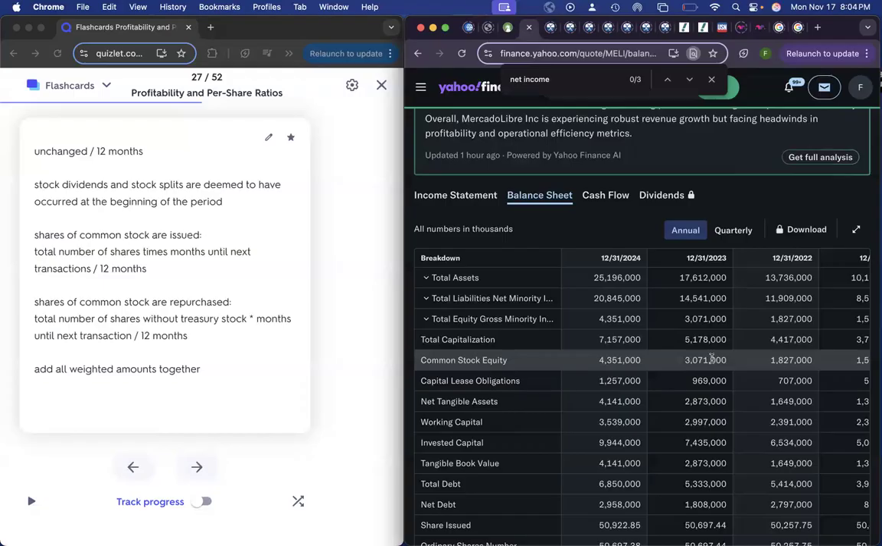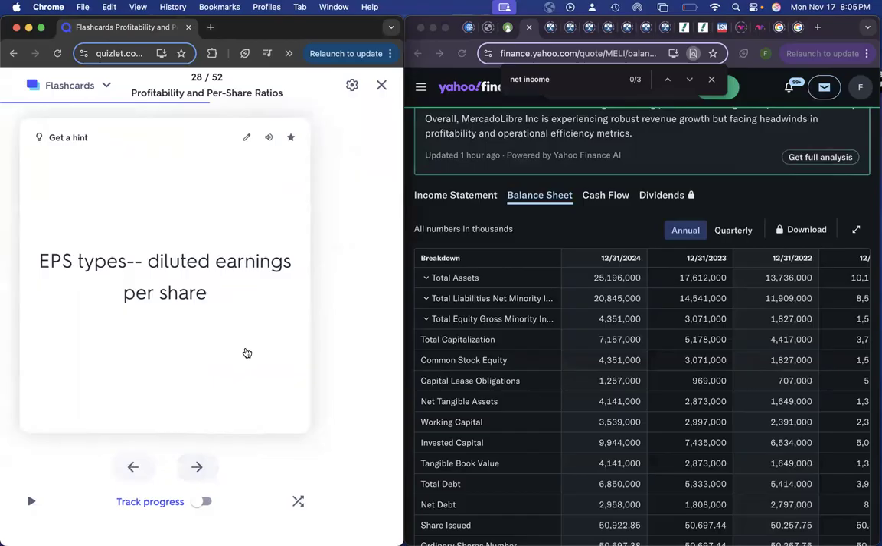Then in the last 3 months of the year, they repurchase 200,000 of those to get back to this 4.351 million number. So then you multiply this times 3 months divided by 12, and hopefully you kept track of all of these other numbers, because now you get to add them together, and that's the denominator.